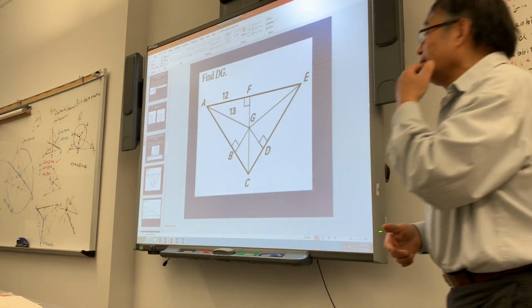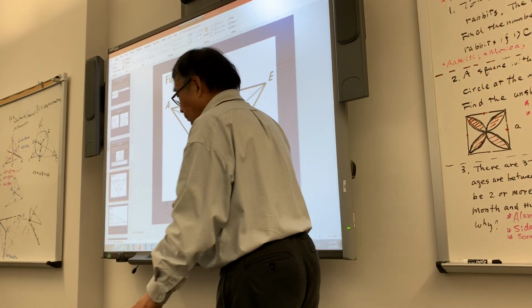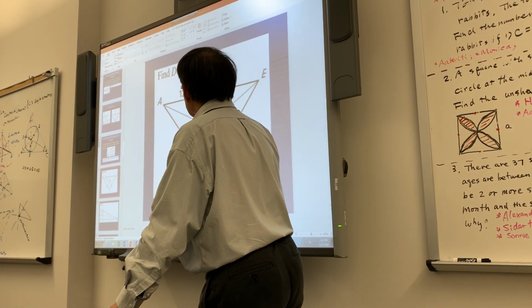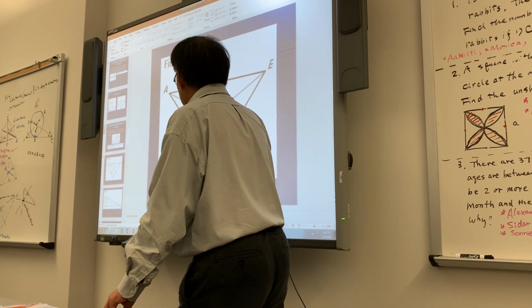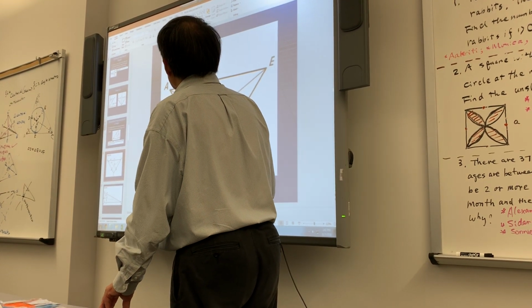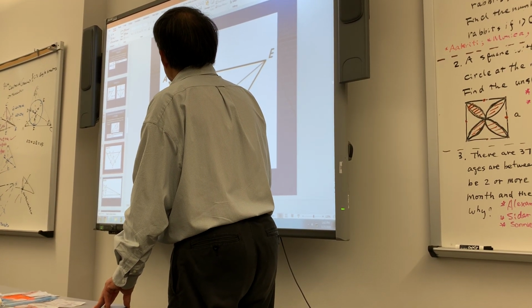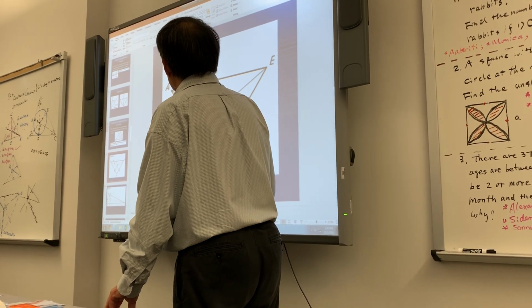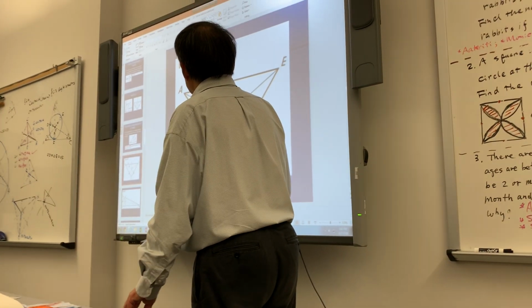Yes, David? You can figure out the length of FG from the Pythagorean theorem, because 13 squared is equal to 12 squared plus FG squared. So once you know that, you can.